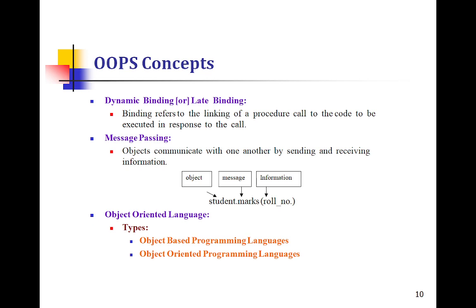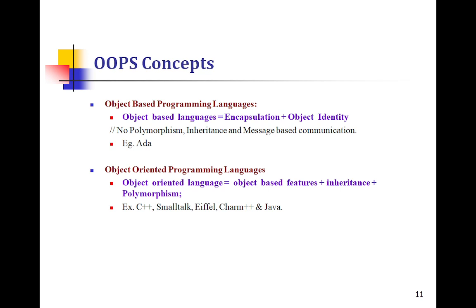Then object oriented programming, usually we know about that. In addition to that, there is also object based programming language. It won't support the object oriented programming concepts. So let us have a discussion in the further slides. Object based programming is a combination of encapsulation and object identity, that's all. There is no polymorphism, inheritance, message passing and other concepts. Usually we are not following that now. We are purely focusing on the object oriented programming concepts. Let us know about that.